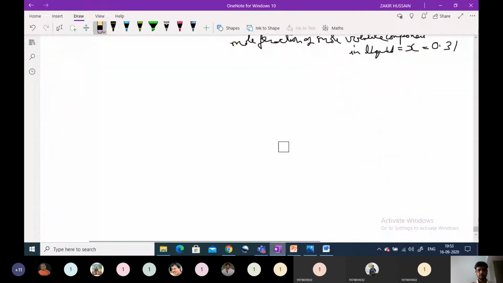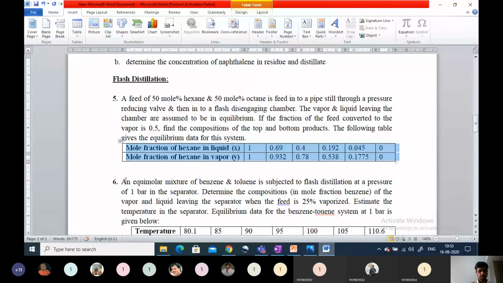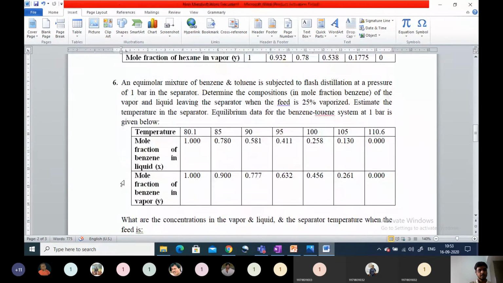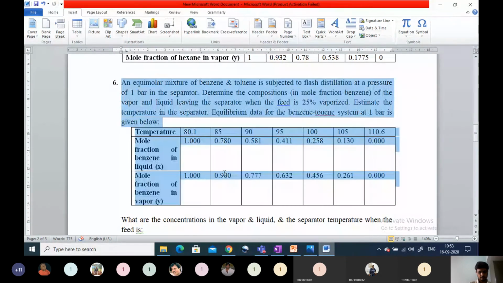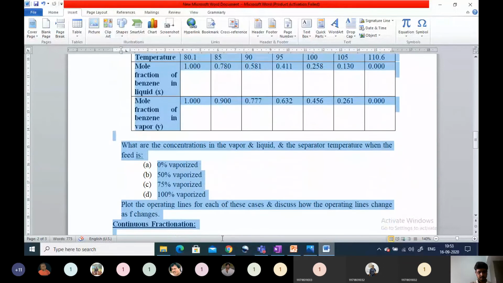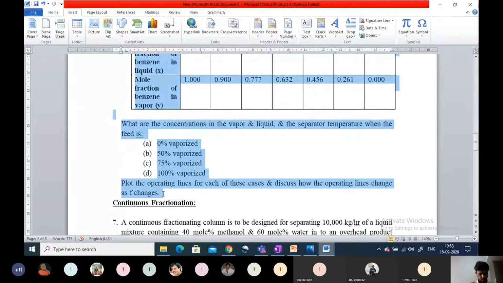Okay, the next problem, this one. Okay, all these problems are from your old question papers only. Okay, this problem, it is somewhat a big problem.